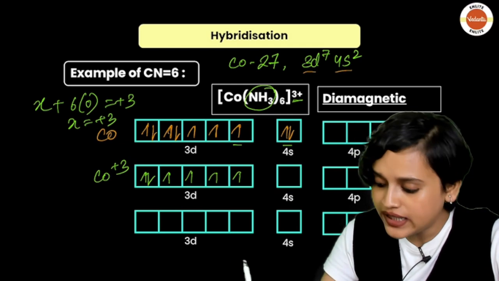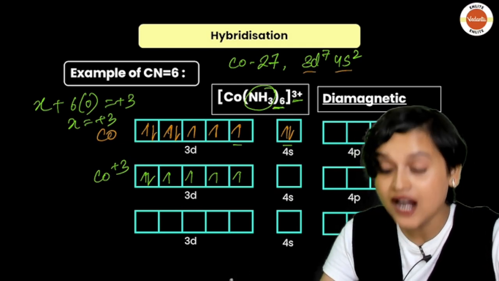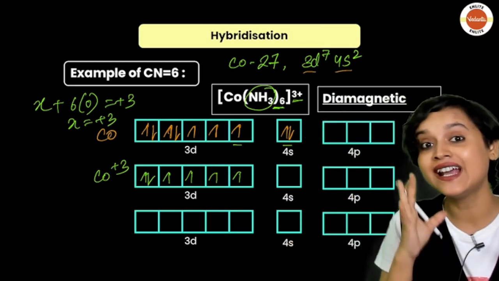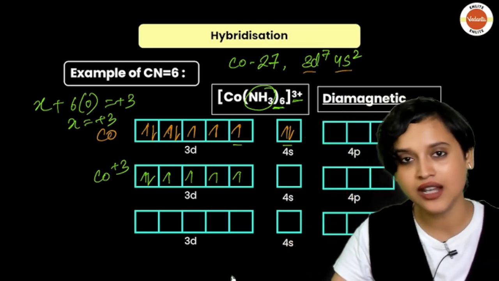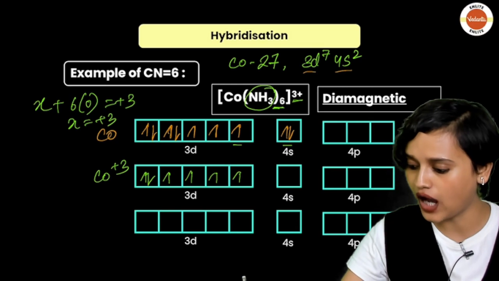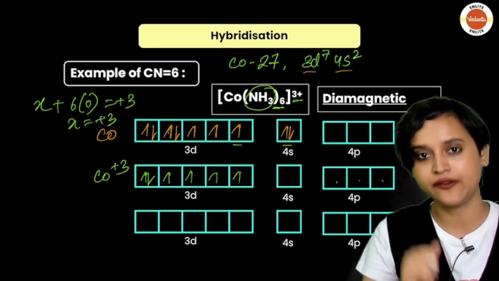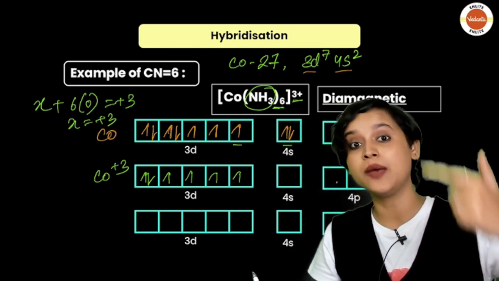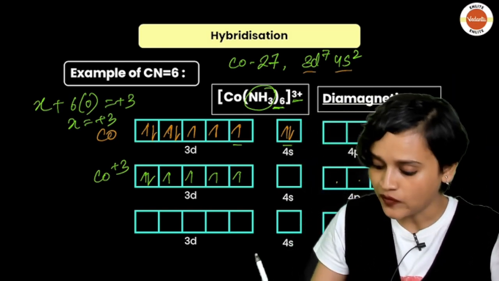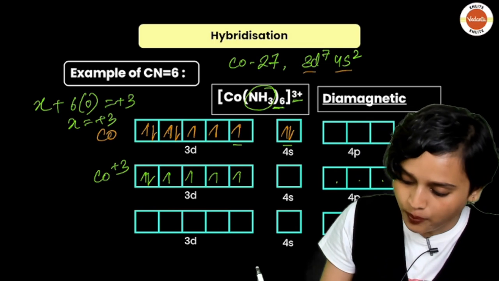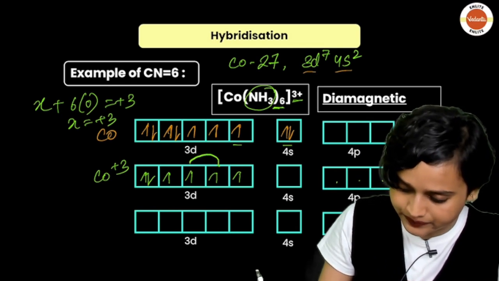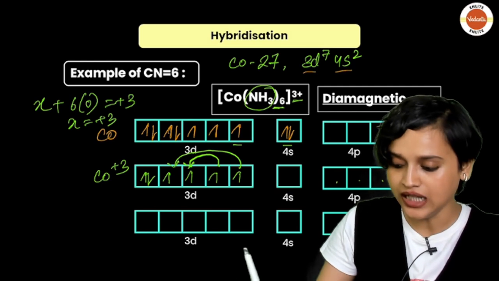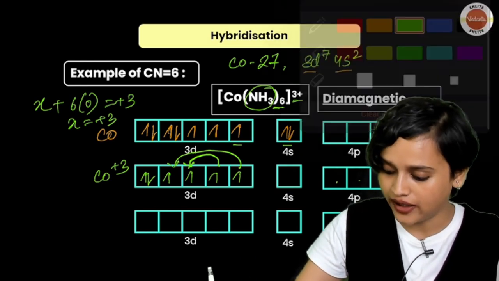But do you see that there are 6 NH3 that are approaching? How many empty orbitals do we have? We have 1, 2, 3, 4. Only 4. So that means cobalt still needs to empty more orbitals, right? So what it will do is, it will push the electrons like this. There will be pairing up basically.